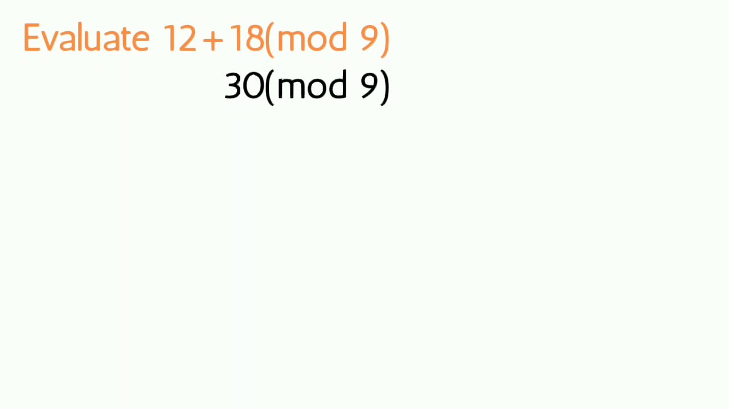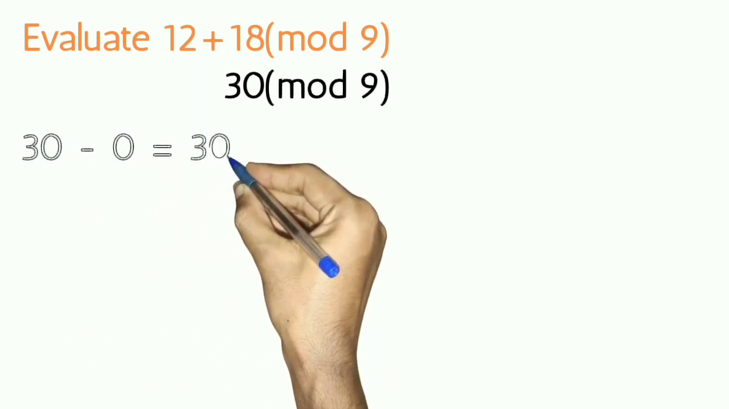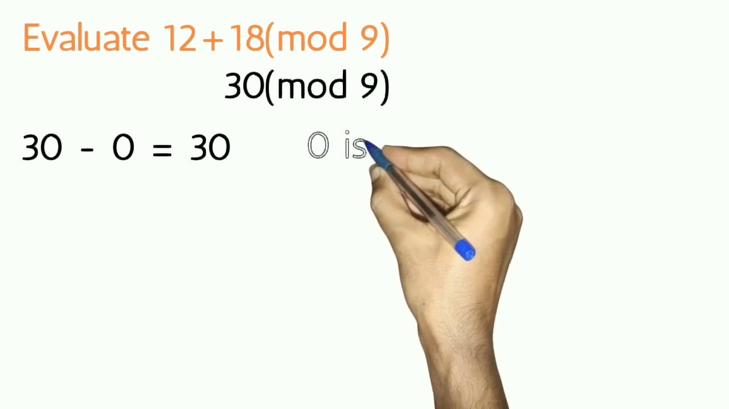After adding 12 and 18, ang susunod yung gagawin ay maghahanap kayo ng number na kung i-deduct natin sa 30, ang result ay divisible by 9. Take note na yung hahanapin nating number should be the least positive integer. Let's start with 0. 30 minus 0 is equal to 30. 30 is not divisible by 9, so 0 is not the answer.